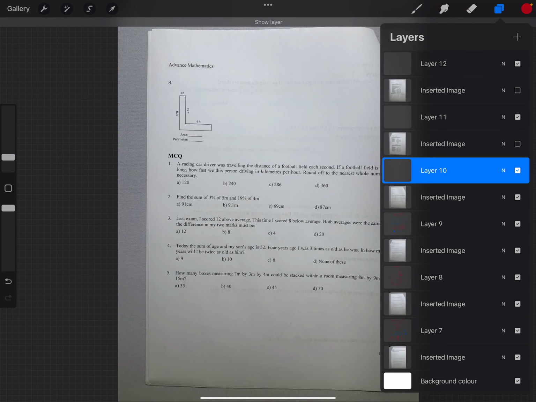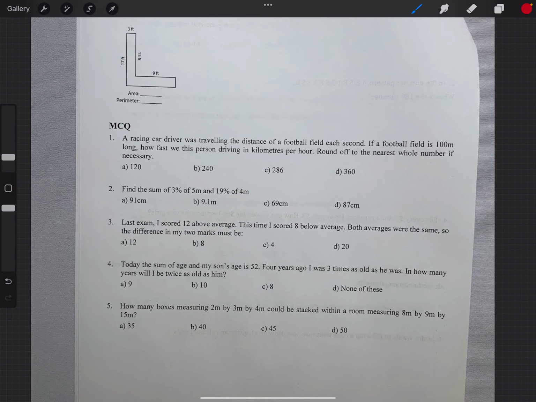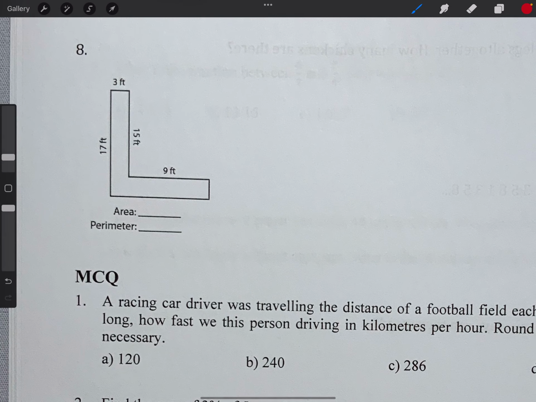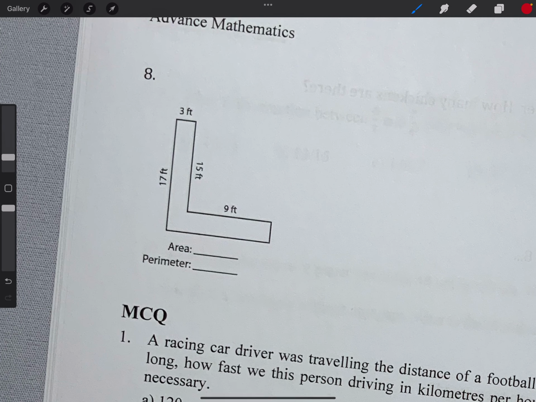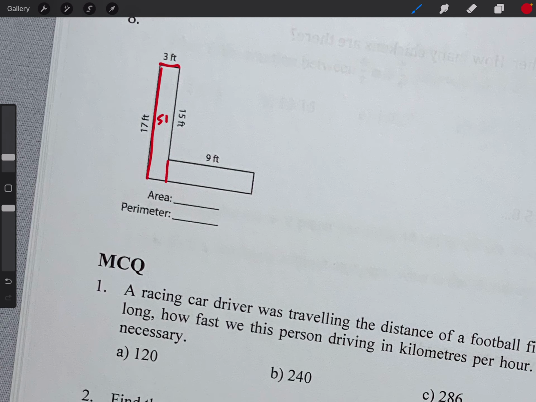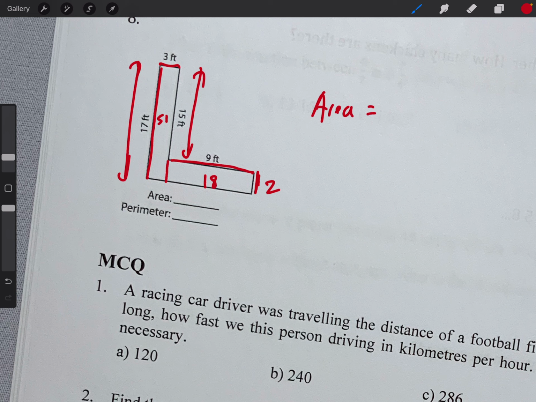All right, next one. This one is asking you to find the area and perimeter. The area is, you can cut this shape into two shapes. So now you have 17 times 3, which is equal to 51. And then you have, what is this? This is 9. 9 times what? If this is 15 and this is 17, this must be 2. 9 times 2 is 18. So now the area is equal to 51 plus 18. Work it out.